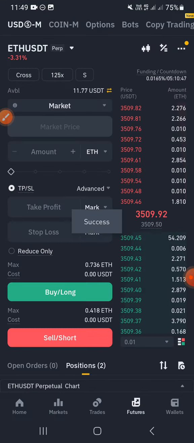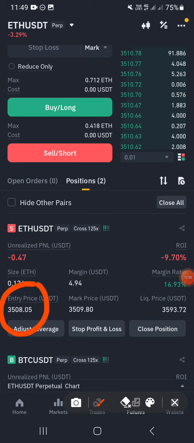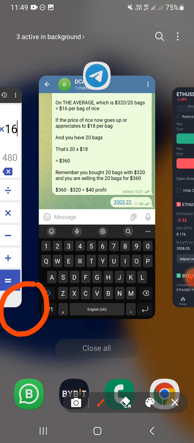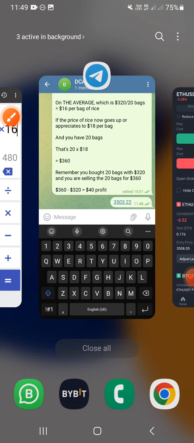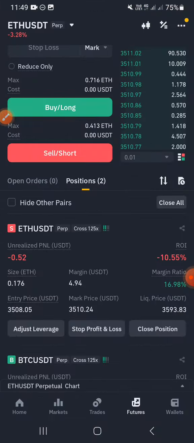Now you see that the entry price of Ethereum has changed. It has now gone up. Can you see? It has changed. Now it's 3508, instead of the 3,503 that we had earlier. Okay? That we had earlier. Good.